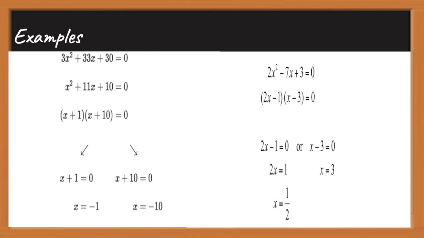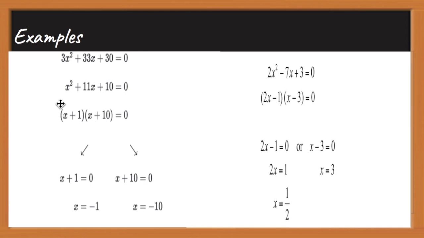Here is an example of how to use factoring to solve a quadratic equation. The first quadratic equation we will use is 3x squared plus 33x plus 30 equals 0. We can divide by 3 to have a simpler one. Then we can simplify into two different factors, that is x plus 1 times x plus 10 equals 0.